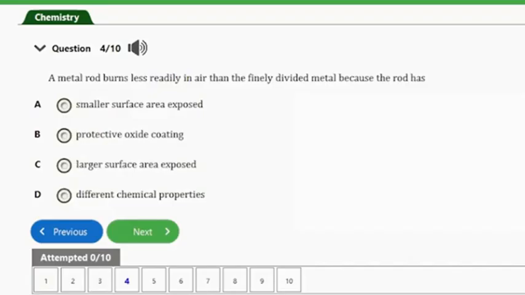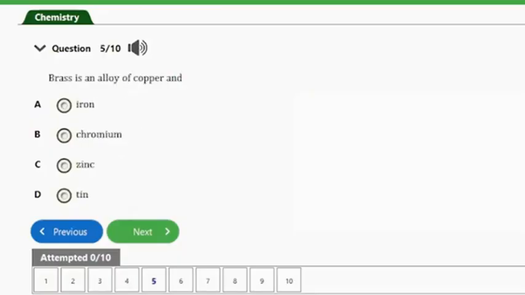Question number 4 here, it says, a metal rod burns less readily in air than the finely divided metal because the rod has A, smaller surface area exposed; B, protective oxide coating; C, larger surface area exposed; D, different chemical properties. So the answer to this question will be option A here, and that's smaller surface area exposed. So let's consider the next question.